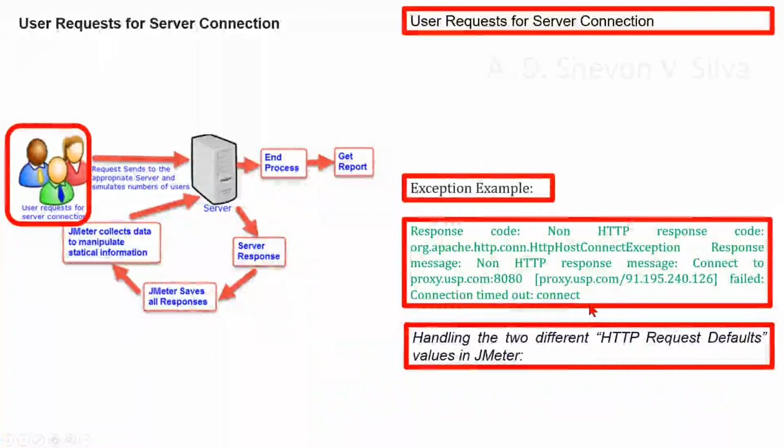As an exception example, we can consider this one. Response code: non-HTTP response code: org.apache.http.conn.HttpHostConnectException. Response message: non-HTTP response message: connect to proxy.usb.com:8080 proxy.usb.com/91.195.240.126 failed: connection timeout: connect.